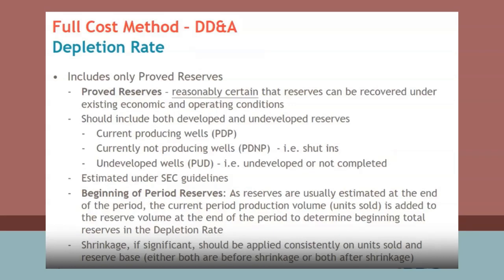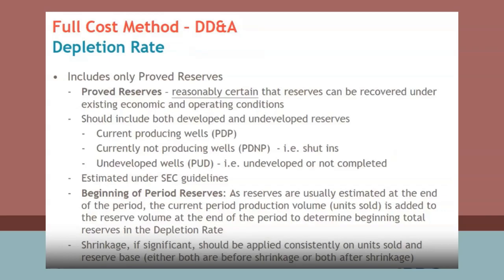So that's how you get to that component of the calculation: you have to add in the current period production and add that to what you're seeing at the end of the year to get the beginning. Now, shrinkage, if significant, should be applied consistently on units sold and reserve base. Either both are before shrinkage or both are after. You've got to compare apples to apples with this.